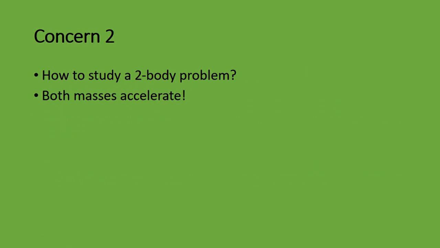Concern number two is this: we have two masses, and they are attracting each other. So mass number one will accelerate, and mass two will also accelerate. Both masses will move and trace orbits or paths. That's called a two-body problem. How would you study a two-body problem? In one of the next videos, I will explain how to reduce a two-body problem in gravity to a simple one-body problem to make things easier to handle.